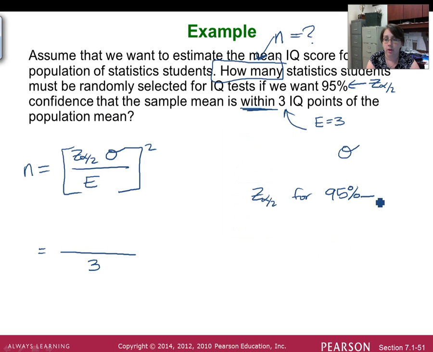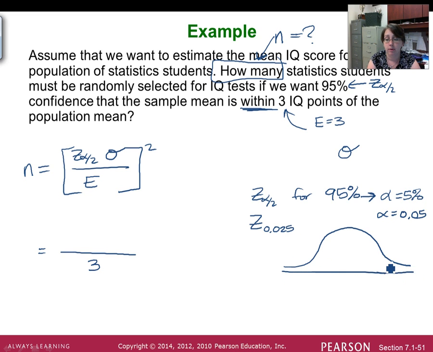Well, alpha is the rest. Alpha is the 5%, or as a decimal, 0.05. So we are looking for z alpha divided by 2. So divide by 2, 0.025 would be our area in our tail. Draw a picture if it helps you remember. So remember, we're talking about our tail having an area of 0.025. Each tail will have that area when we're talking about confidence intervals and sample sizes.